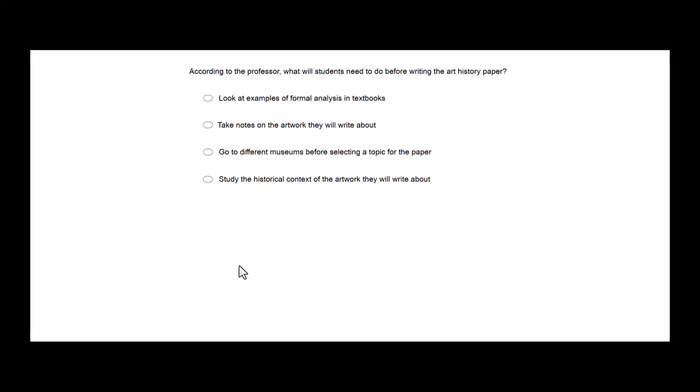The last one, study the historical context of the artwork they will write about. No, this option has never been mentioned in the lecture, and therefore we reject it. And we settle for option 2 as the answer to this question.